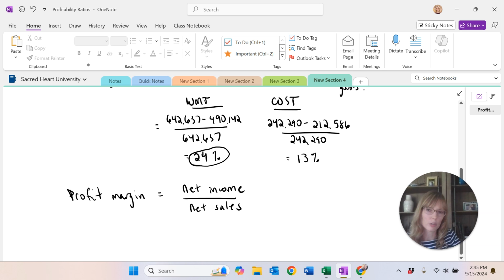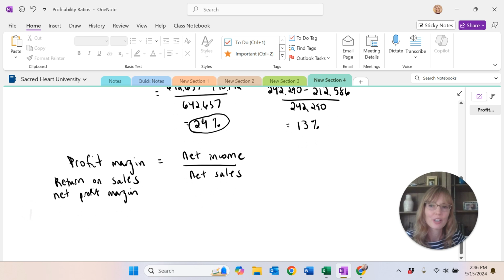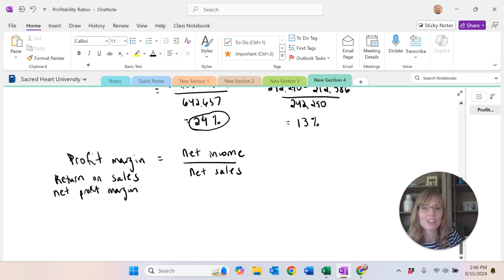Earlier I mentioned that when we have net income, sometimes we use the term return. Sometimes we see profit margin being called return on sales. That's a nice way to call this ratio, because return tells us what goes in the numerator, the sales tells us what goes into the denominator. And sometimes you might see the term net profit margin. They all mean the same thing. For every dollar in sales, how much remains as net income?